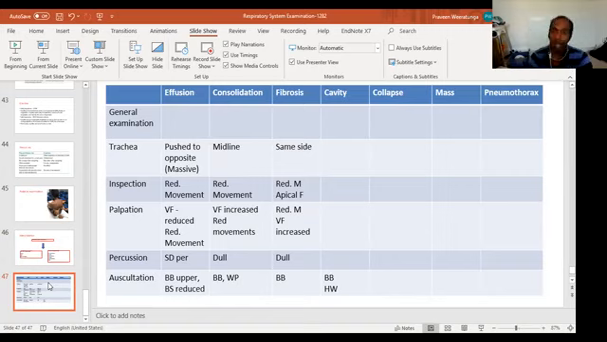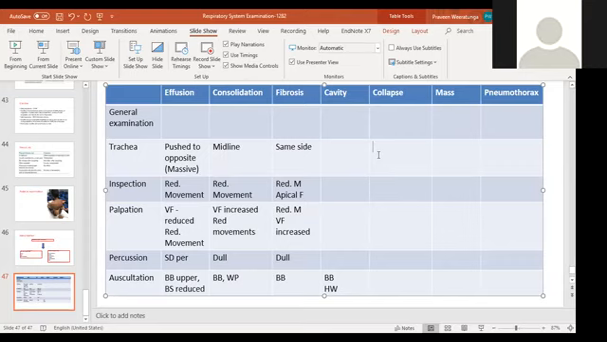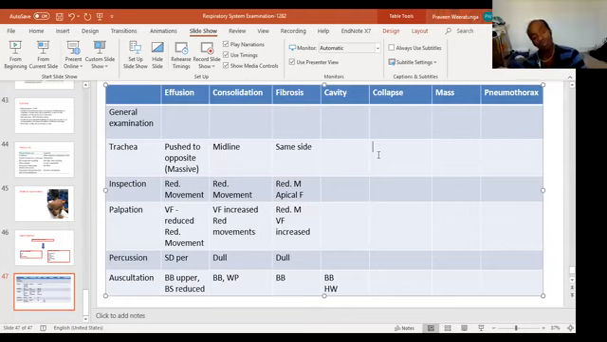Right. Now we'll spend the next 5 or so minutes on the other 3 things. In a lung collapse, what will happen? This is a total lung collapse, remember. What is the surgical equivalent of a total lung collapse? A pneumonectomy.